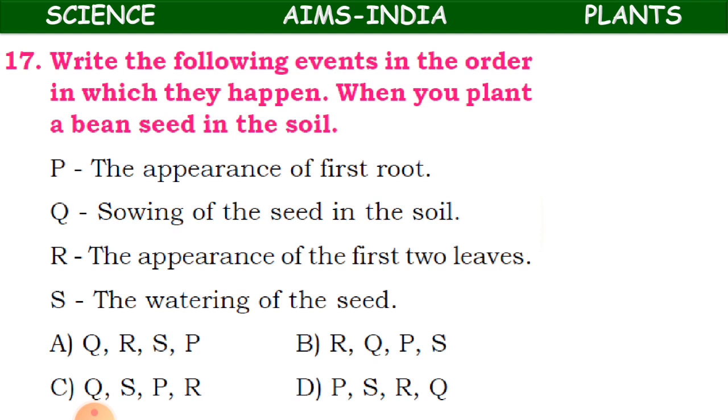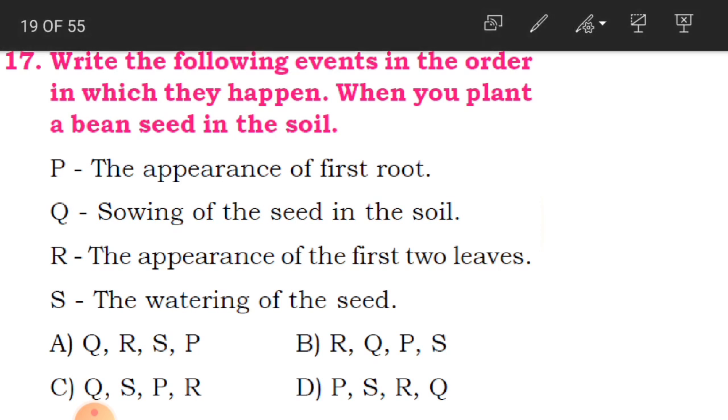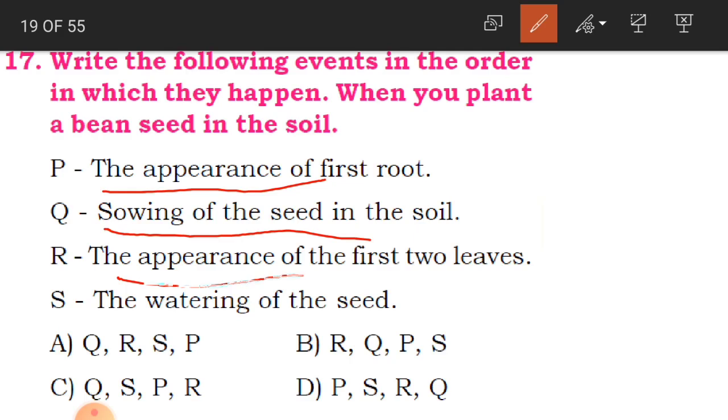So if you see, what is P here? The appearance of first root. Q is sowing of the seed in the soil. R is the appearance of the first two leaves. S is the watering of the seed. Okay. So now children, first what will we do? We have to sow the seed in the soil. Then first comes our Q.